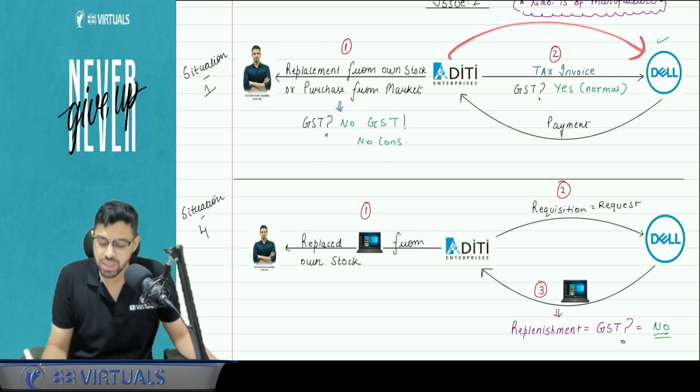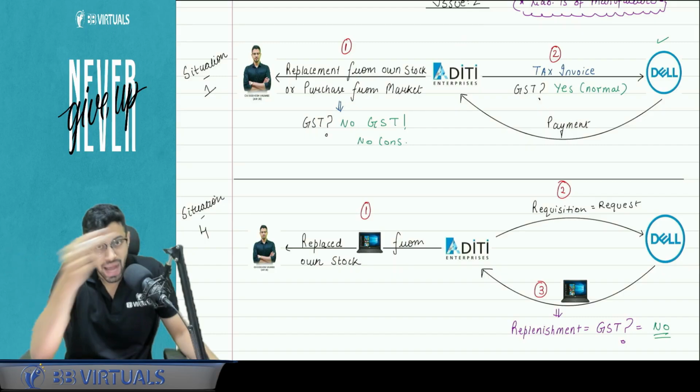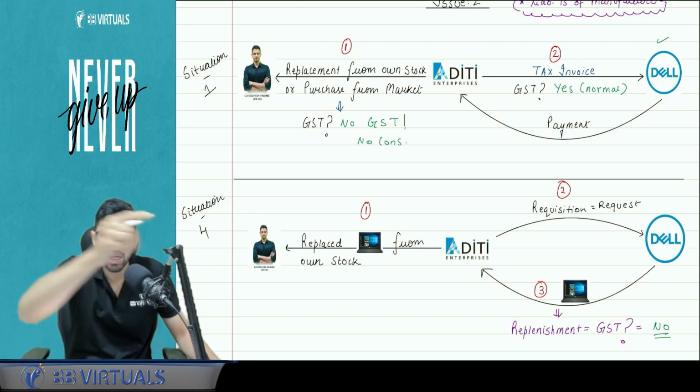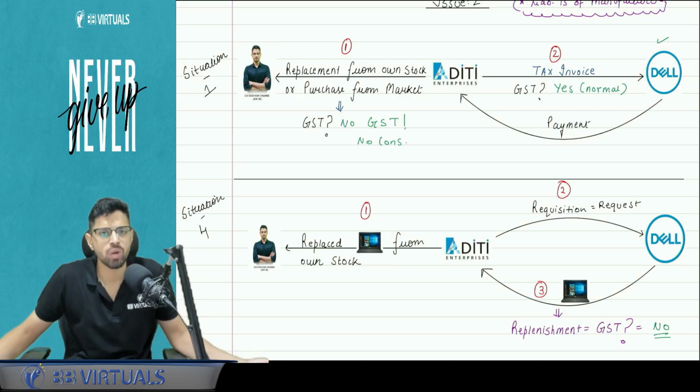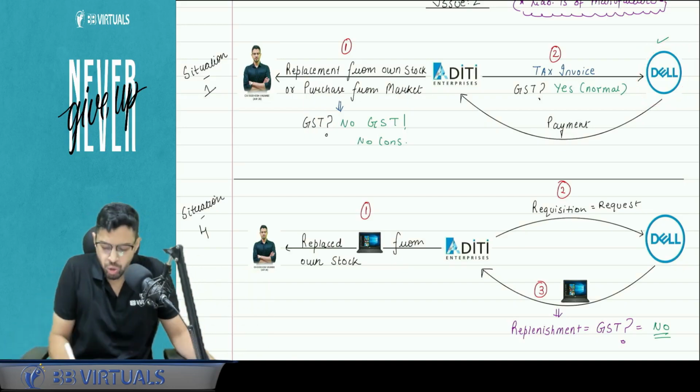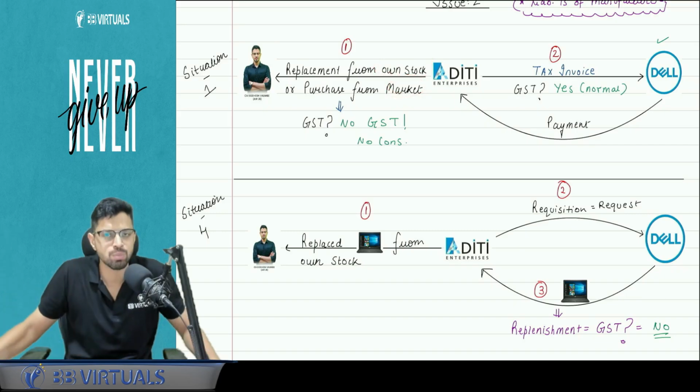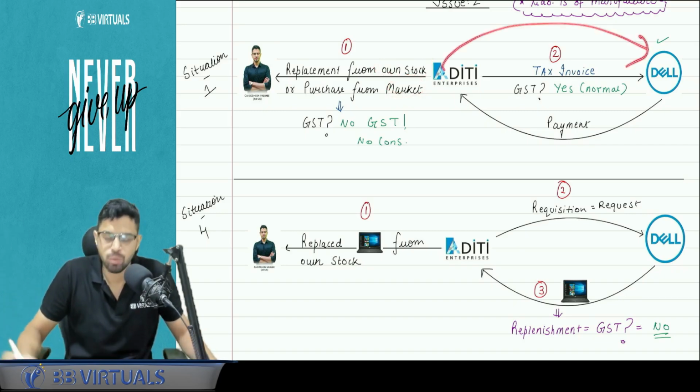Next, Aditi calls Dell and says that Mr. Dell, I have provided the replacement to Mr. Siddhesh, but that is your liability. Now how to deal? Dell says, don't worry, why are you shouting? Give me a tax invoice now. Charge me for it because you have used your own stock or you have incurred an expense. So Aditi Enterprises will provide a tax invoice.